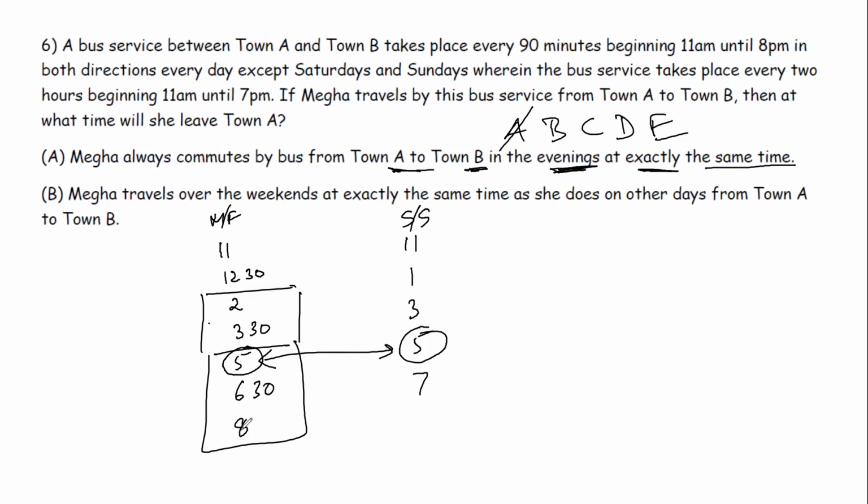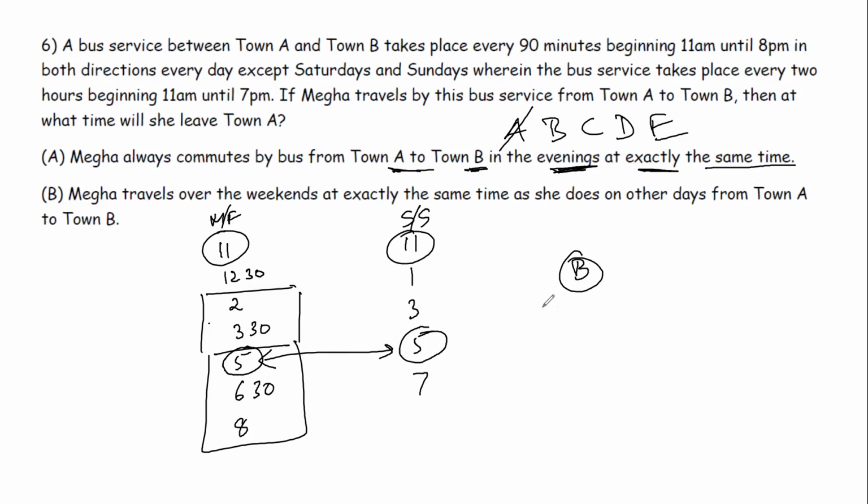Now here is an important thing. Megha travels over the weekends at exactly the same time as she does on other days from town A to town B. Right. So with option B, we don't know what time she travels. There are two options out here, 5 o'clock and 11 o'clock. If she's traveling exactly the same time as she does on other days from town A to town B, then we don't know whether it's 11 o'clock or 5 o'clock. We shortlisted two options with statement B.